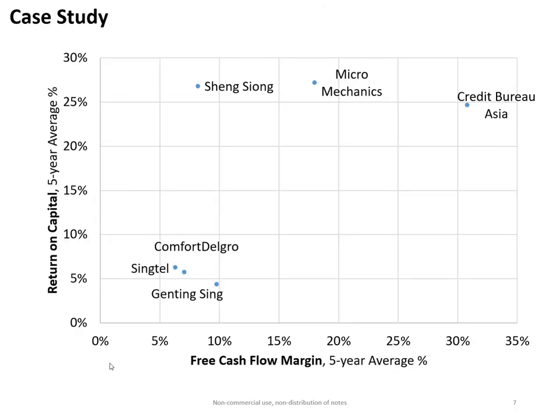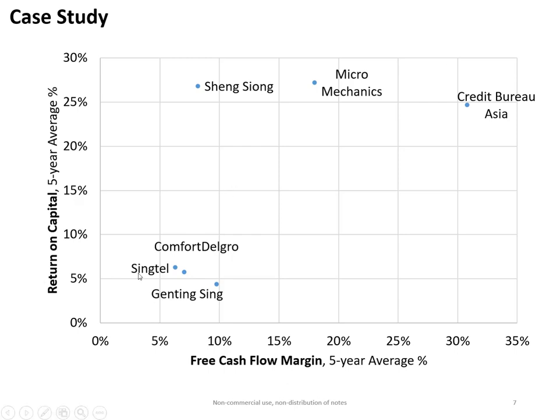Next, I selected a few Singapore listed companies here and put in the profitability metrics. On the horizontal axis, I have the 5-year average free cash flow margin. On the vertical axis, I have the 5-year average return on capital. So Sheng Siong, Micromechanics and Credit Bureau Asia, I can say they are high quality because they have high return on capital and high free cash flow margin.